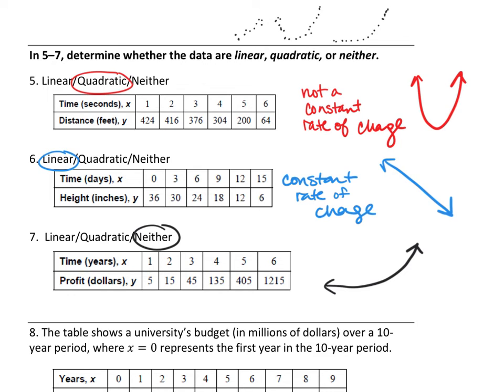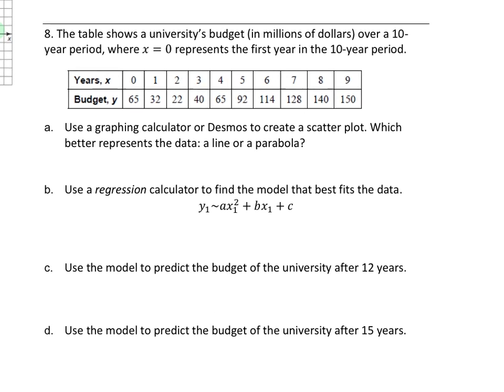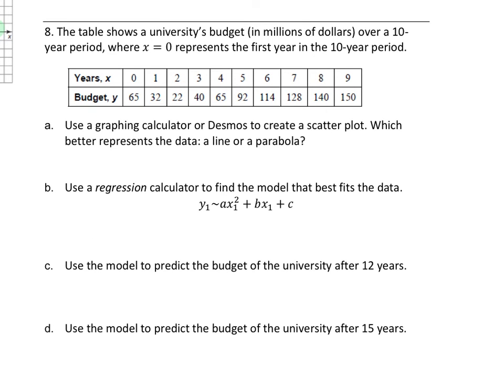Those are the shapes you're looking for to determine whether this data is linear, quadratic, or neither. And the reason we care about determining whether the data is one of those three things is because we want to be able to get information from a science experiment, from a study of some sort, and predict the future. That's what we're going to do in number 8.